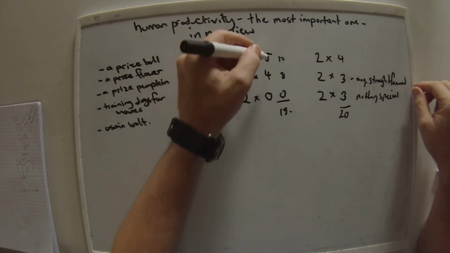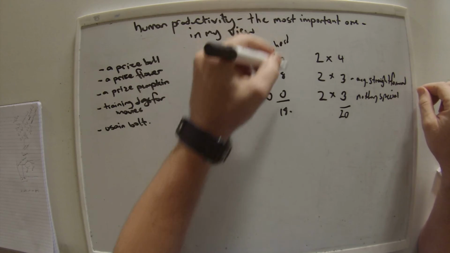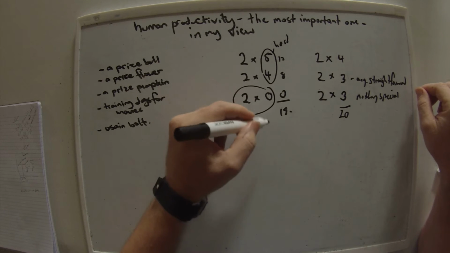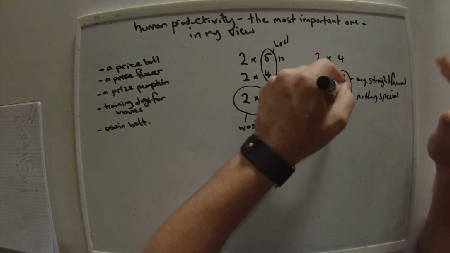In this one here, it's hard to get the above average performance. So this is hard to do, and yet this is where people are being wasted. It's far easier to achieve something like this. These ones here, these guys are just going through the motions. Those ones, they're doing nothing special.